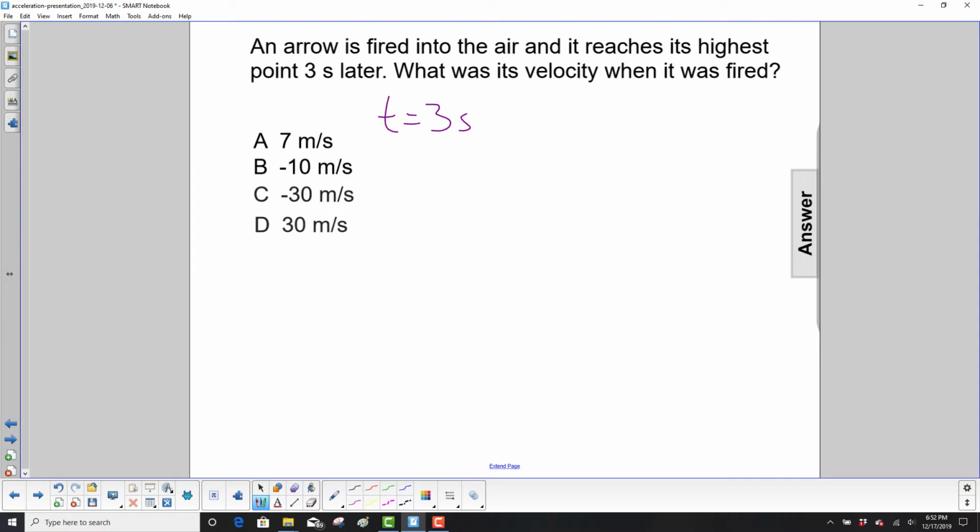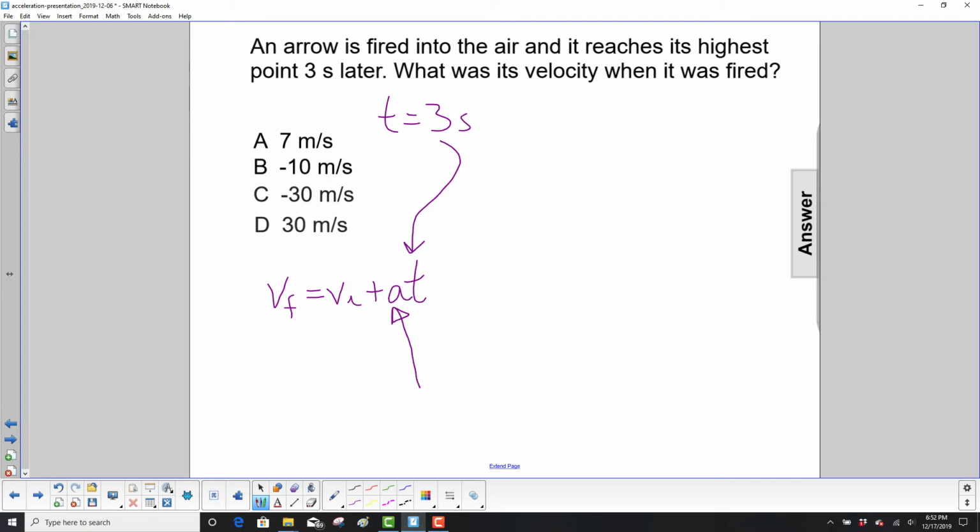So if we have an initial velocity, which is what we're looking for, final velocity, time, and acceleration, well, that's going to be our first kinematics equation. But it doesn't seem we have enough information. I mean, we have time, and actually we do have acceleration, don't we?